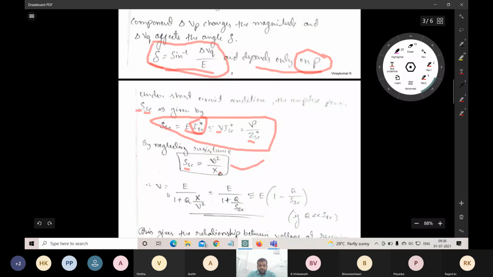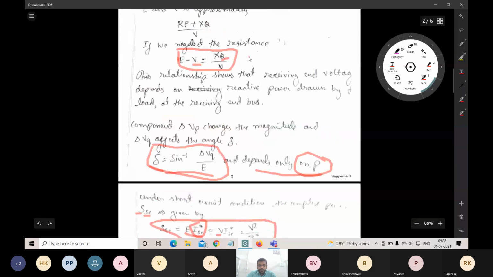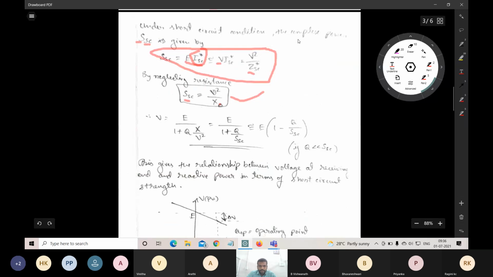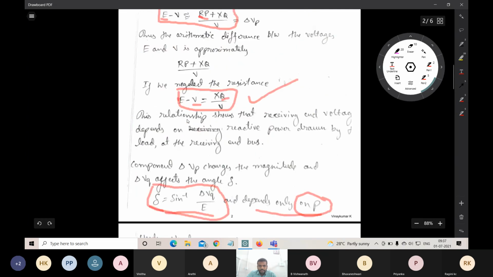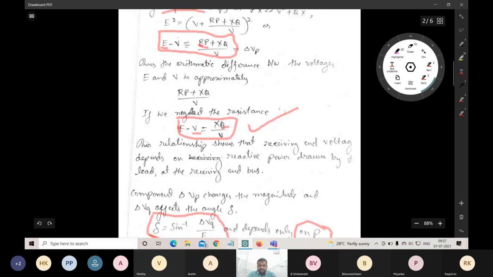So V is equal to E divided by 1 plus Q x V square. Substitute in this equation. So this is the equation: E minus V is equal to xQ divided by V. Just normalized, that's it. E minus V is equal to xQ by V.